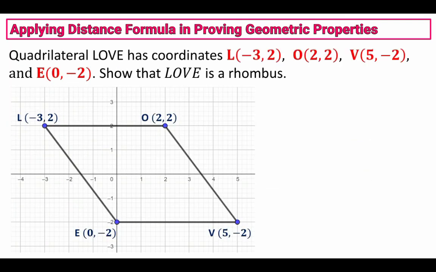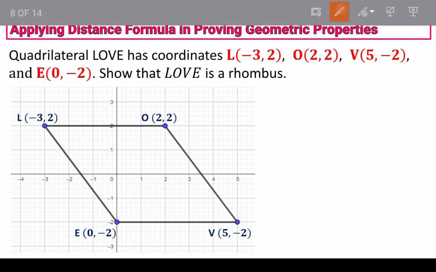Okay, this time let's have another example. Let's have another type of figure. We have quadrilateral LOVE. So quadrilateral LOVE has coordinates L (negative 3, 2), O (2, 2), V (5, negative 2), and E (0, negative 2). You're going to show that LOVE is a rhombus. Take note that when we say rhombus, a rhombus has four sides, and those four sides are all equal.